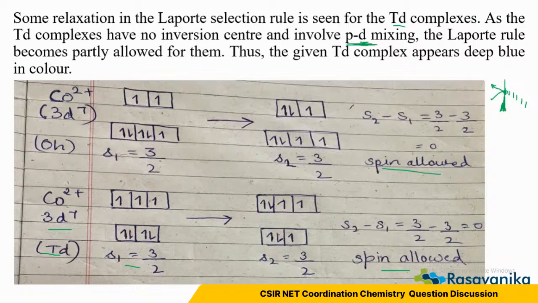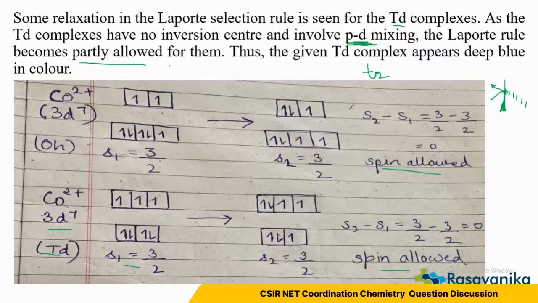p-d mixing comes from the MO theory. The p and the d mix to form a T2, right? T2 of the metal and the T2 of the ligand. They mix, and on that basis the MO, the molecular orbital diagram, is formed for the tetrahedral complexes. So as the tetrahedral complexes have no inversion center and involve p-d mixing, the Laporte rule becomes partly allowed for them because it is not pure d now and p has also come into play.